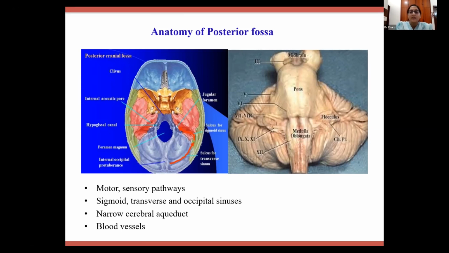Many vital centers, those controlling the cardiovascular system, the respiratory center, swallowing, and coughing, are all located in the posterior fossa. So any small increase in the intracranial pressure within this cavity can have a devastating effect. It can cause structural damage as well as increase the mortality and the morbidity of this patient.